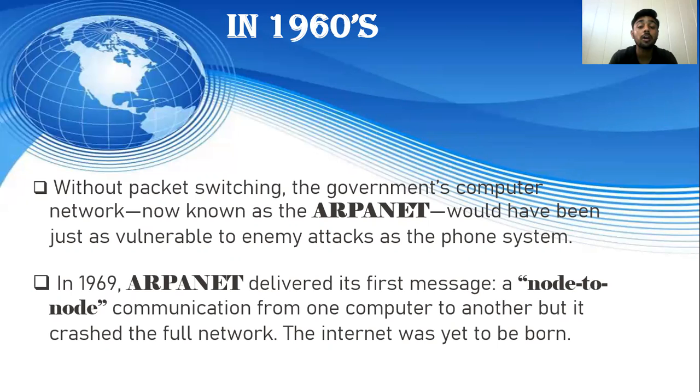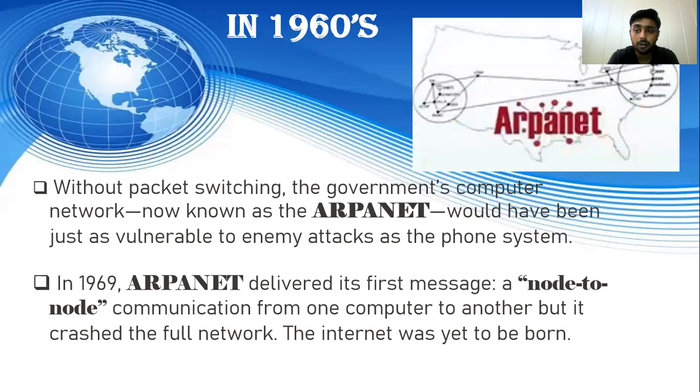And here comes the first internet, yet to be born. As we can see in the picture, there are some dots over here and some dots over here. The dots are institutions, and they used to send the network from one to another. They were just 10 to 20 institutes in the starting that were able to connect, but after that the whole world connected with it.